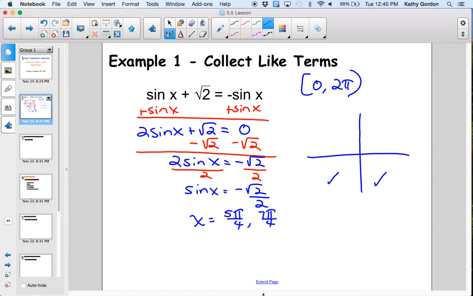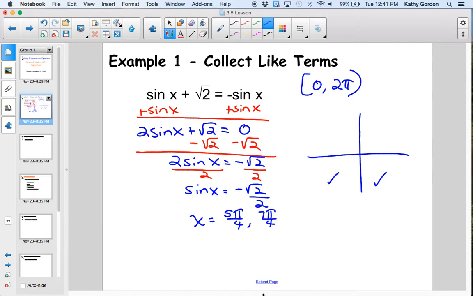So if you're rusty on that, I suggest you go back and do a little work on that over the next week, because we don't have class again until Monday, so you have lots of time to get back on track. Okay? So ultimately our solution should be 5 pi over 4 and 7 pi over 4.